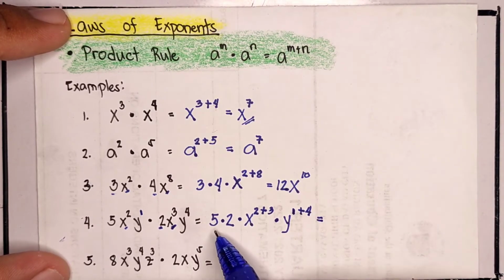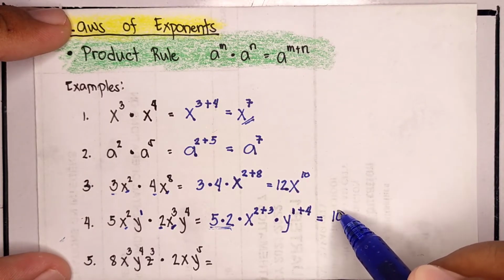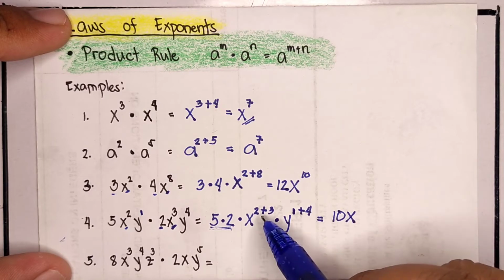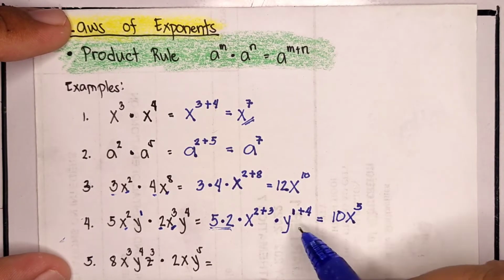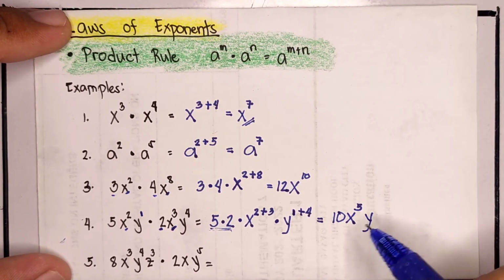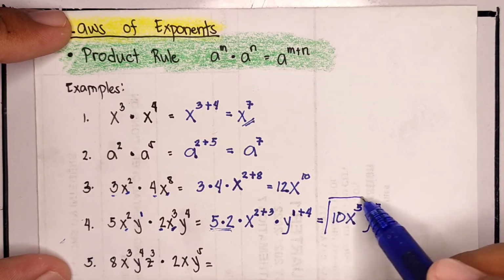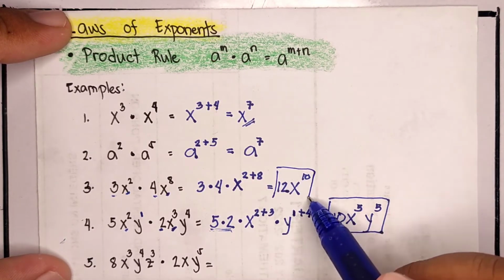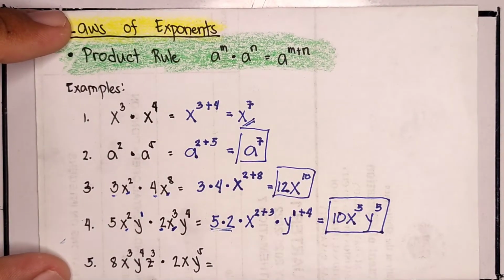Okay, equals 2 times 5 is 10. Then x, 2 plus 3 is 5. Then y, 1 plus 4 is 5. And this would be our answer. Ito siya yung mga sagot natin. Ayan. Okay, last example.